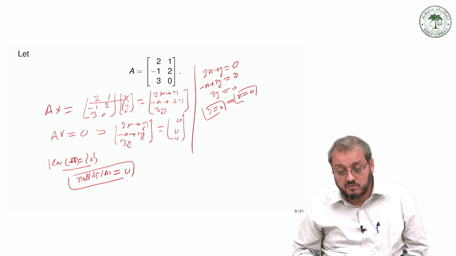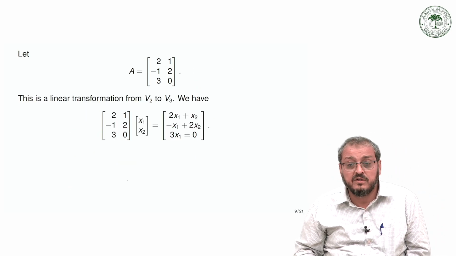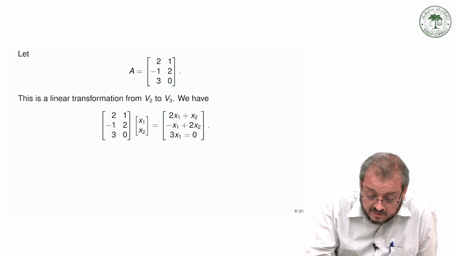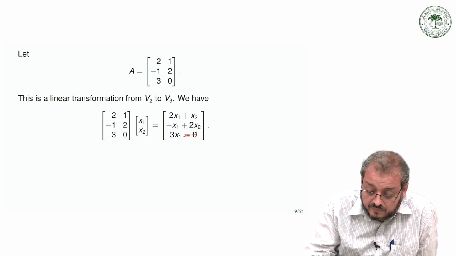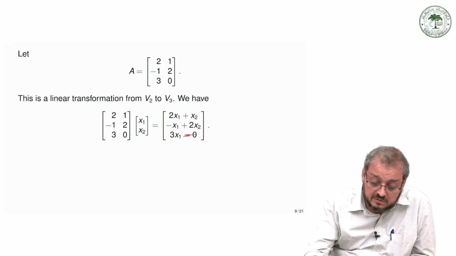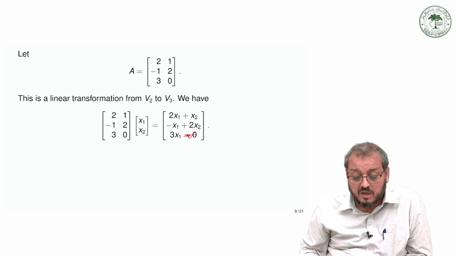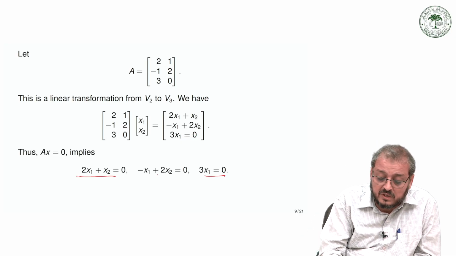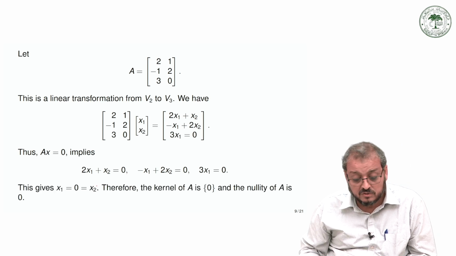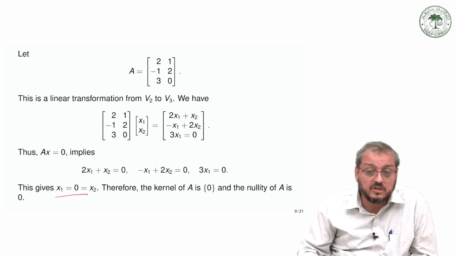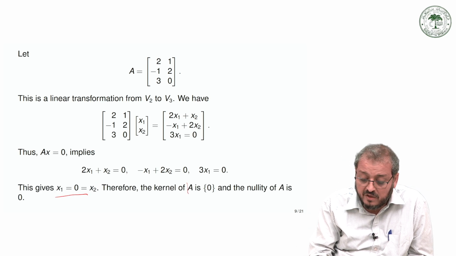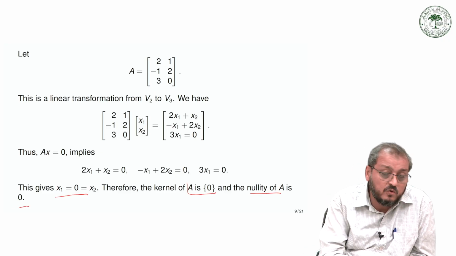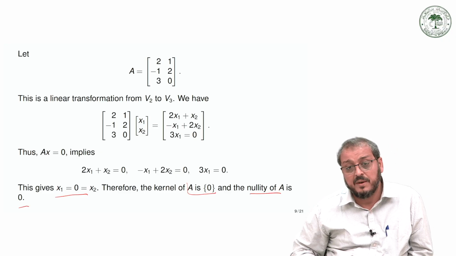So this way we calculate into this form. Clearly this can be written into this form. Sorry, this is 3x1. Okay, so this is not 0, this is 3x1. Simplifying this, we get 2x1, so x1 is equal to 0, so x2 is equal to 0 and so on. So both x1 and x2 are equal to 0, therefore the kernel of A is 0, therefore the nullity of A is equal to 0.